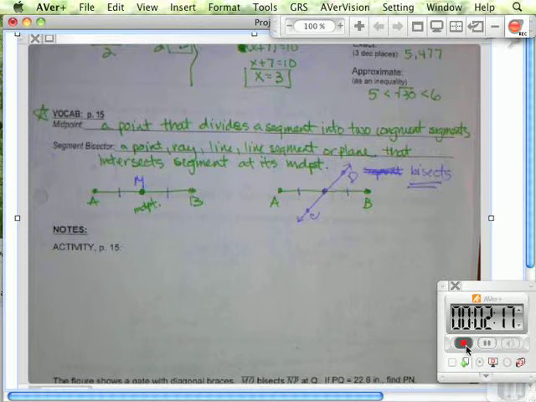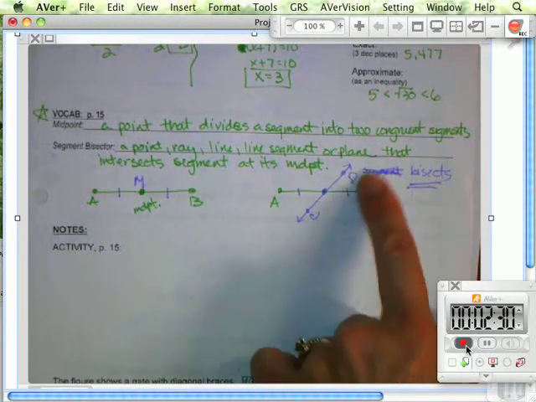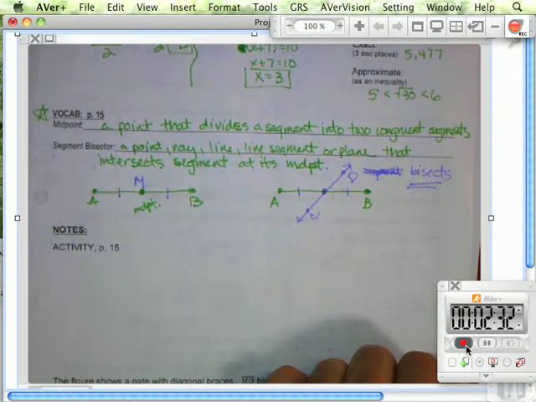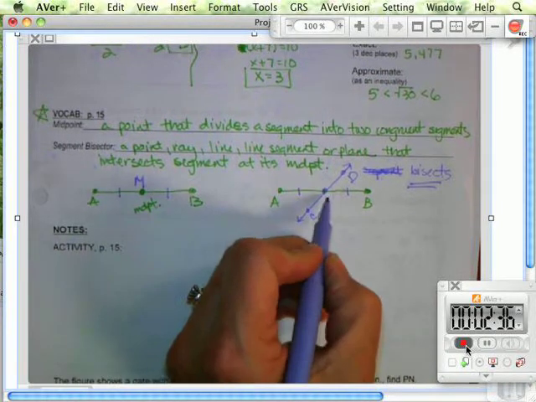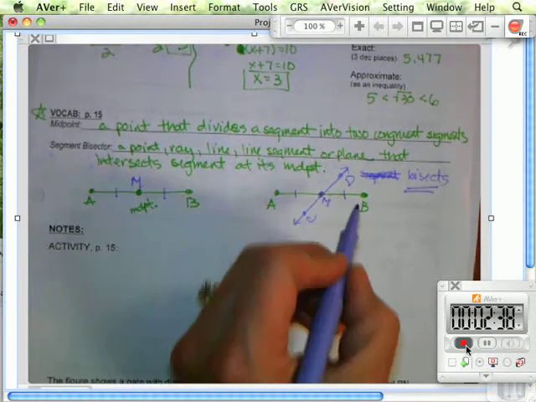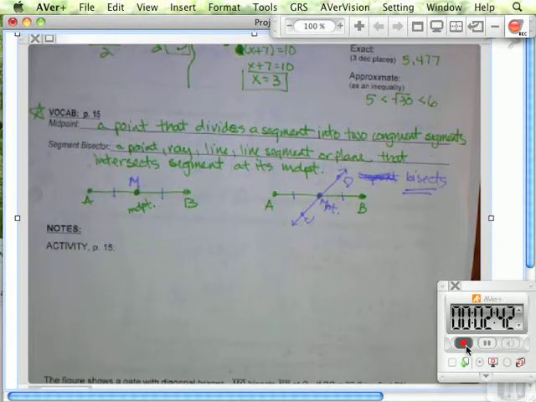People forget to look up the definition. Bisects, I underline that because that's an important word. You could say this is the midpoint if you want. Midpoint.